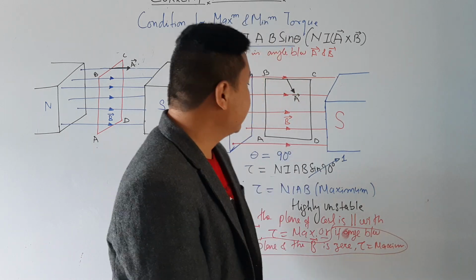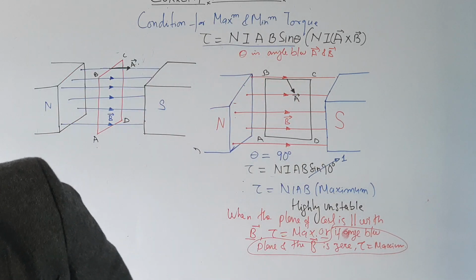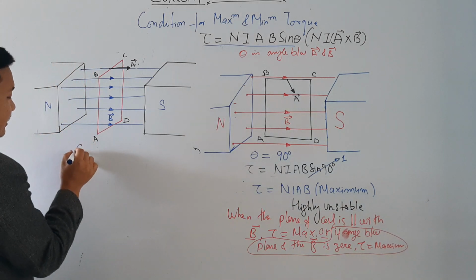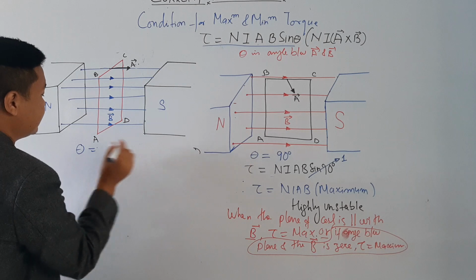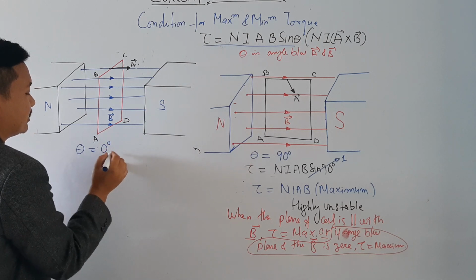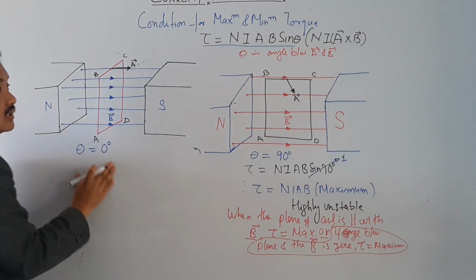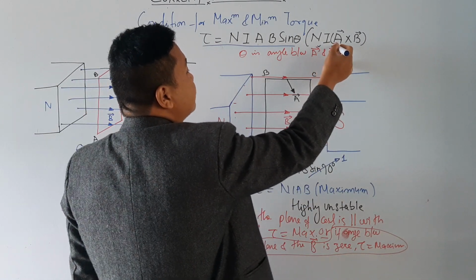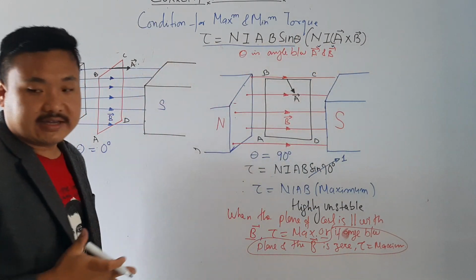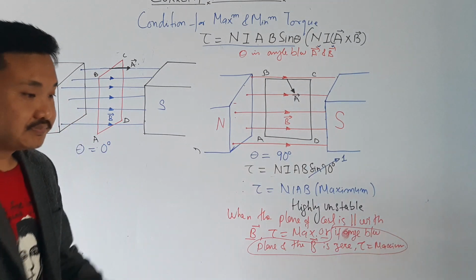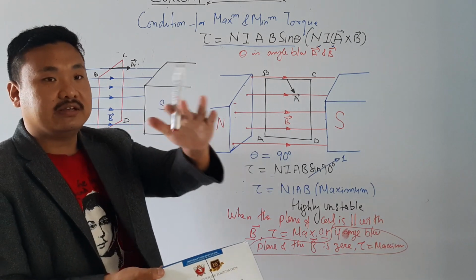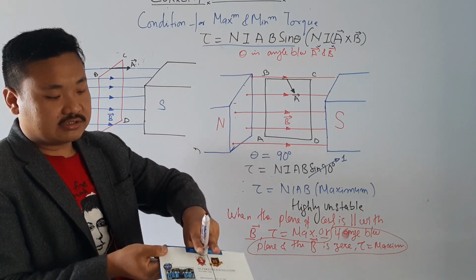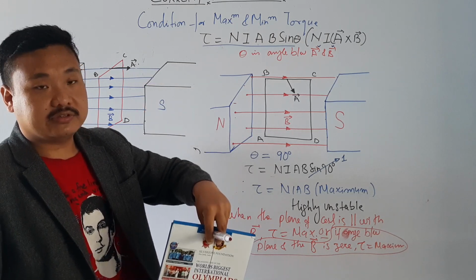Okay, so next part. Here the theta, it was 90, then it should be 0 degrees. What do you mean by theta equal to 0? The angle between area vector and magnetic field vector is 0. So it is like this now. This is my magnetic field now. This is my area vector, which is always perpendicular to the plane.